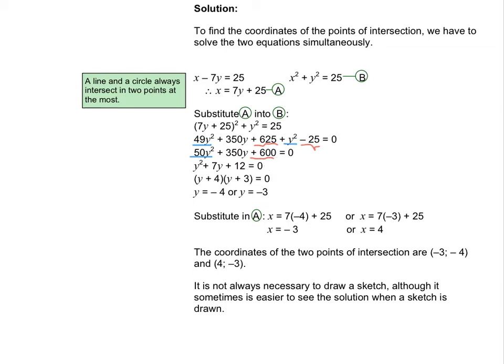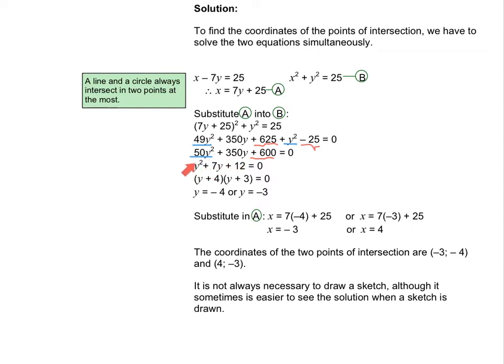Now I have a quadratic trinomial and therefore I must factorize. I can take out a 50 out of each term as a highest common factor, so therefore I will divide each term by 50. 50y squared divided by 50 is y squared. 350y divided by 50 is 7y. 600 divided by 50 is 12. And of course 0 divided by 50 remains 0.